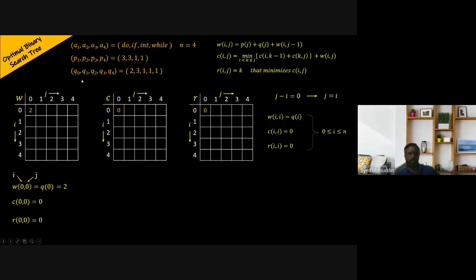And the probability for the unsuccessful search, for external nodes, is going to be 1 more than the number of internal nodes. So we have 5 Qs, and their probabilities are 2, 3, 1, 1, 1.